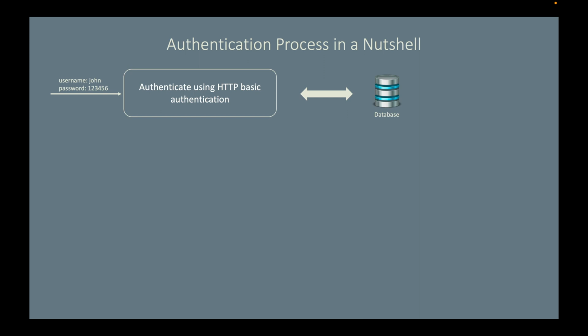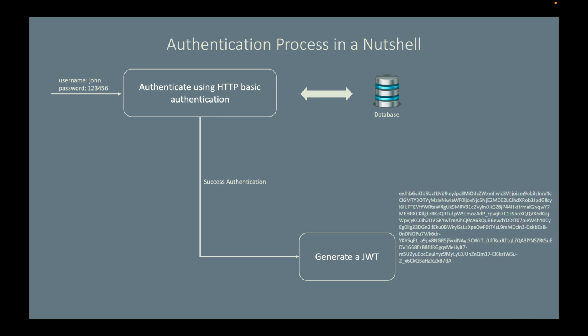Spring Security provides comprehensive support for HTTP basic authentication with a username and password against a database. If the authentication is successful, the server will generate a JSON web token, or JWT, and send it back to the user in this format per our API documentation. The user can then include this access token in subsequent HTTP requests to access protected API endpoints.